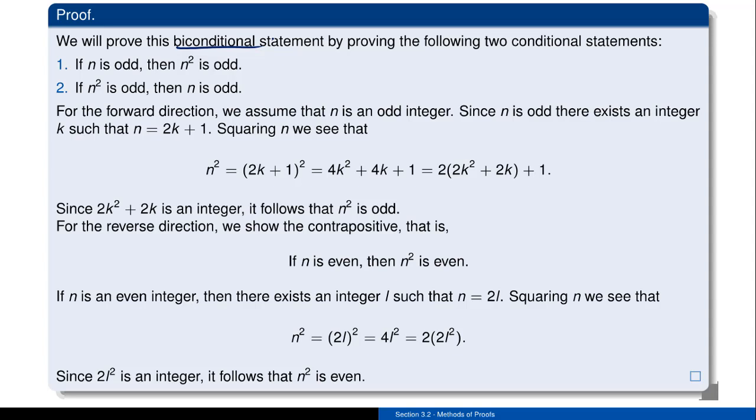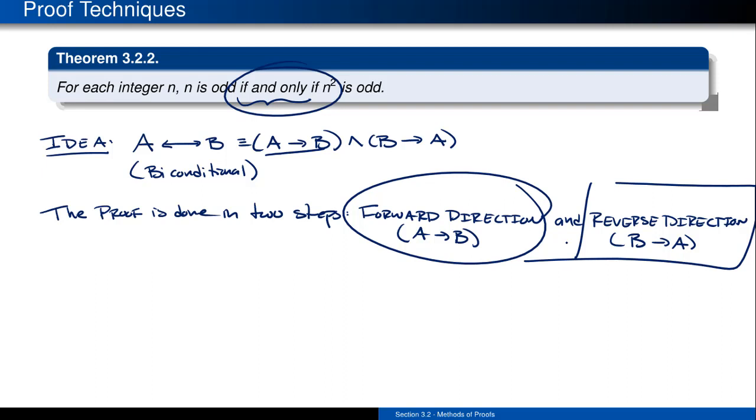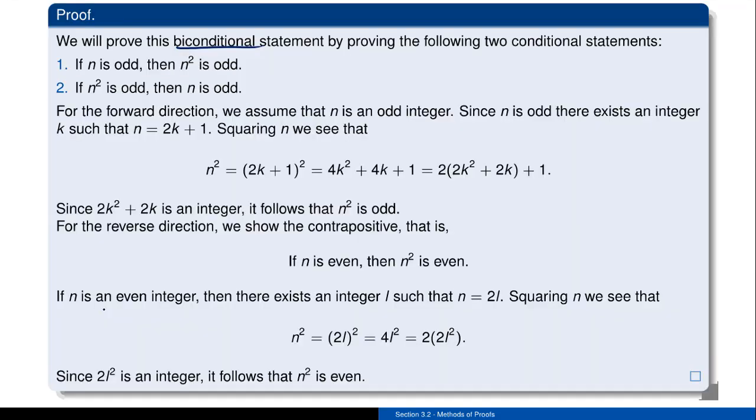So in this case, I'm going to say we're going to prove this biconditional statement by doing the two separate little conditional statements. I'm going to have my forward direction, this A implies B, and then I'm going to do the reverse direction, which is the B implies A. And then that's exactly what I'm going to say. I'm going to do the following two conditional statements. The first one is for the forward direction, so if n is odd, then n squared is odd. And then I'm also going to do the reverse direction, which is the backwards arrow, which says if n squared is odd, then n is odd.